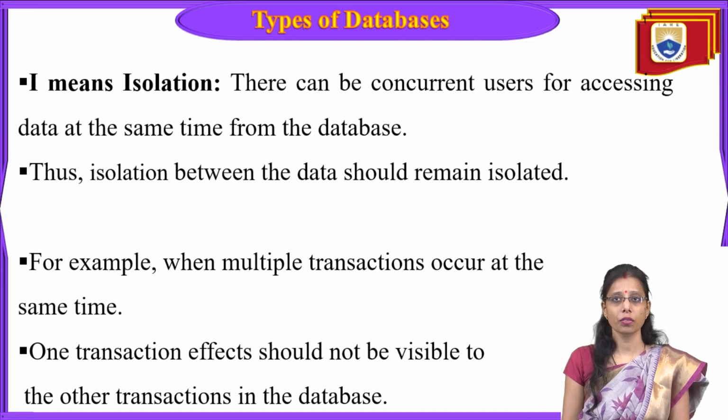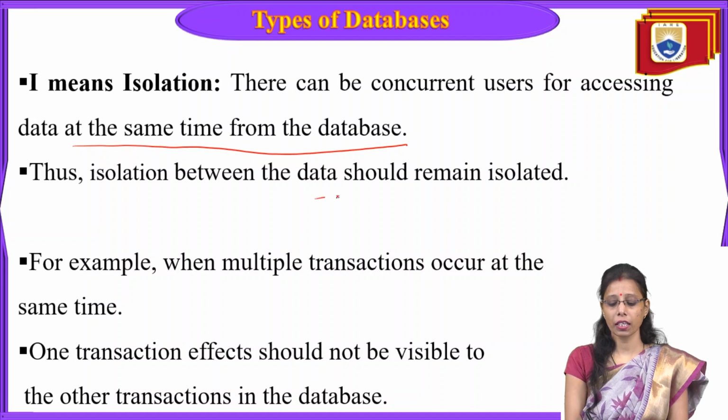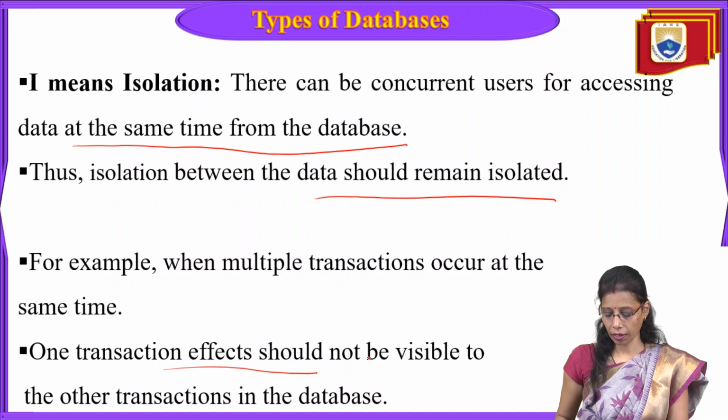I means isolation. There can be concurrent users accessing data at the same time from the databases, so the data should remain isolated. For example, when multiple transactions occur at the same time, one transaction's effects should not be visible to the other transaction in the database.